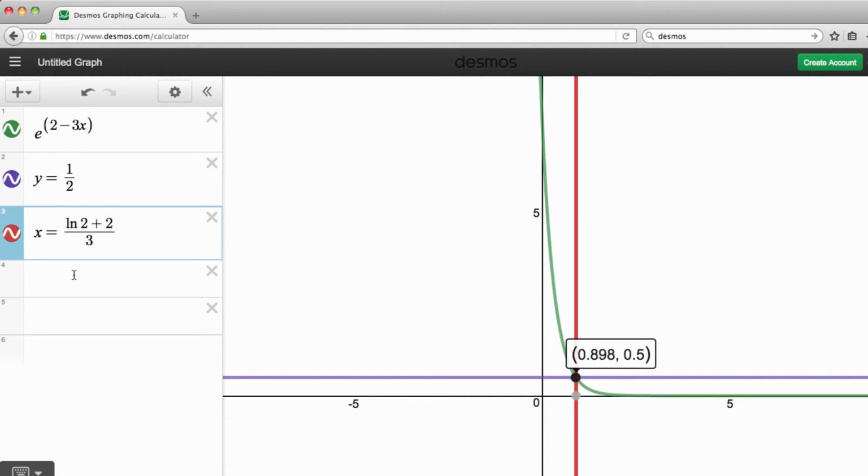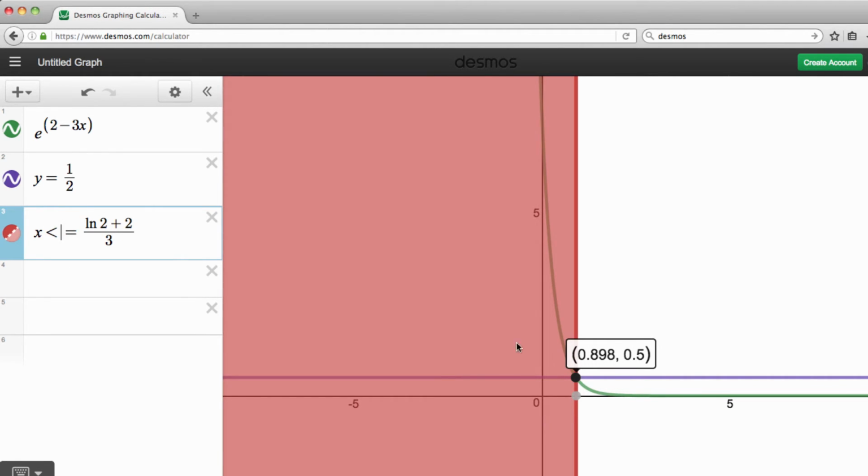And you can type it into Desmos. You could say this is less than or equal to, and it shades it in, telling you our green line is higher than the purple in that region. So our solution was all these values out towards negative infinity up until we get right here at the value 0.898, which we said is exactly natural log of 2 plus 2 over 3.